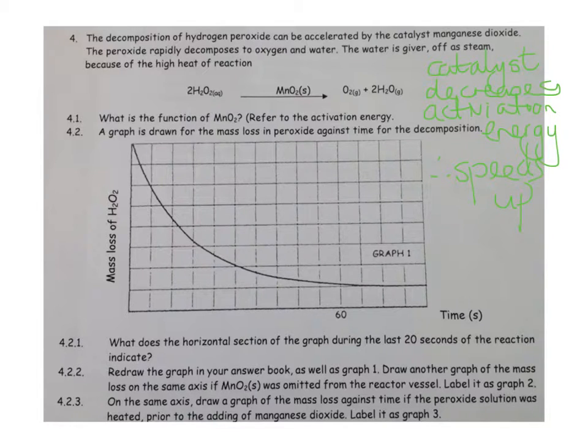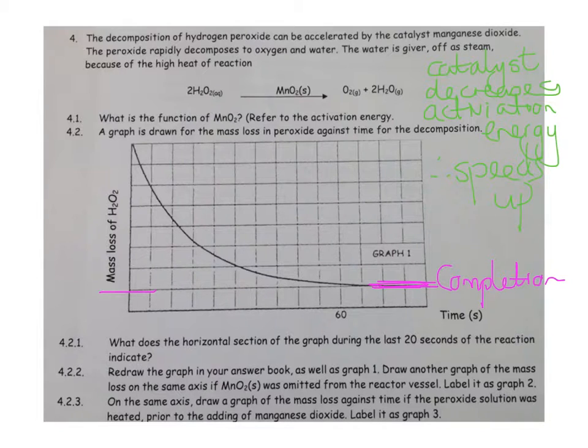A graph is drawn, and we've got mass loss of hydrogen peroxide. So in other words, there's less and less and less mass of hydrogen peroxide, against the time of the decomposition, and the time goes along. What does the horizontal section of the graph during the last 20 seconds mean? So in other words, they're interested in why this has gone flat. That means that there has been no further mass loss. We have reached what is called completion.